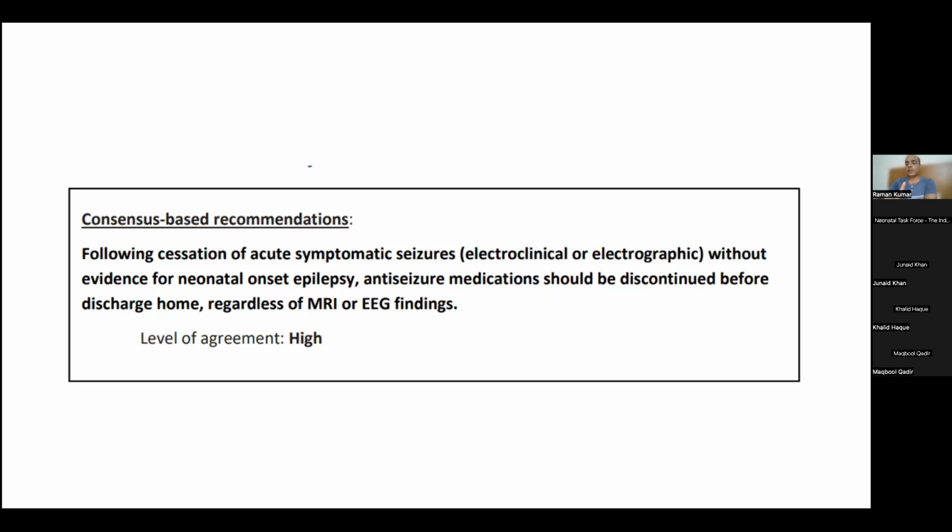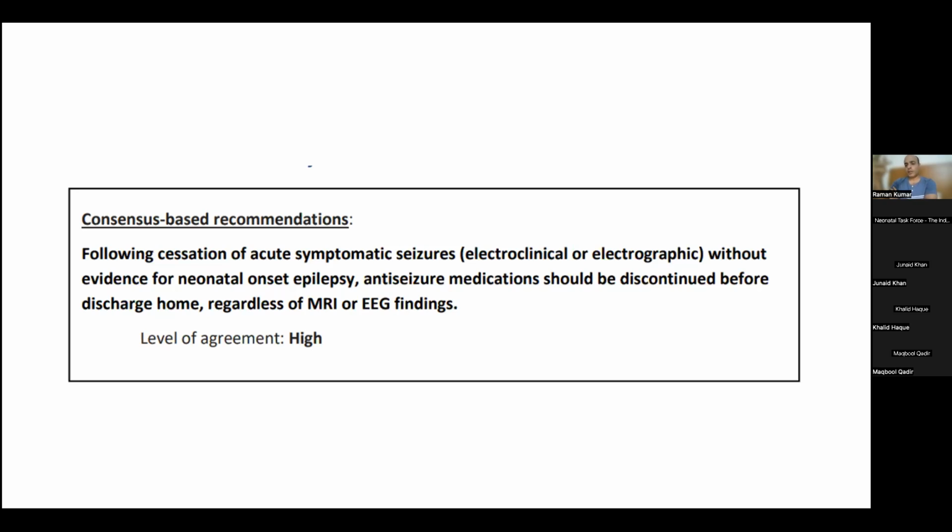EEG findings in terms of the background rhythm, not in terms of the seizure burden that we discussed. So if there are still EEG findings, we can't discharge. We have to treat the EEG as well. So it's not just treating the clinical seizures. We need to treat the EEG.